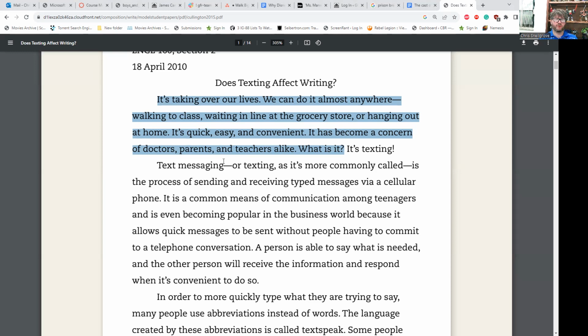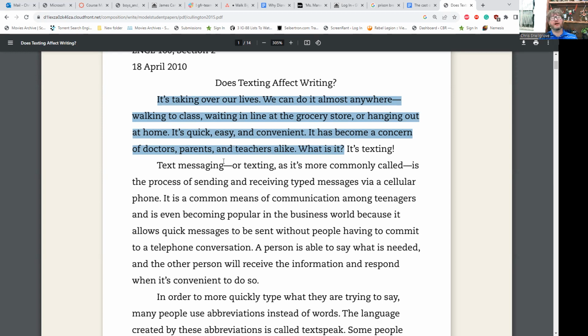"It's taking over our lives. We can do it almost anywhere." And all of this, notice what she's doing. All of this is designed to make you say, wait, what are we talking about? "It's taking over our lives." What's taking over our lives? "We can do it almost anywhere." What are you talking about? "It's become a concern of doctors and parents and teachers." What are we talking about? And then at the end, she says, "It's texting."